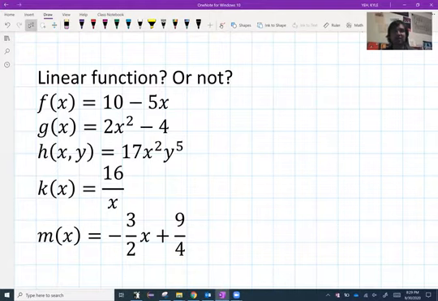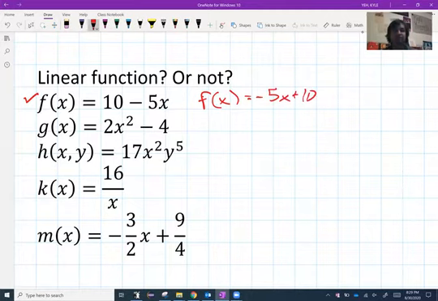All right, hopefully you had a chance to pause the video and decide for yourself, and decide that this first f of x function is in fact linear. 10 minus 5x. We don't divide by any variables. We aren't multiplying variables by each other. Degree is 1, x to the first. We don't have any x's or variables as exponents. This meets all the criteria. And if you look, we could write this in slope-intercept form really easily just by switching the order on the right-hand side, negative 5x plus 10. So equation number 1 is a linear function.